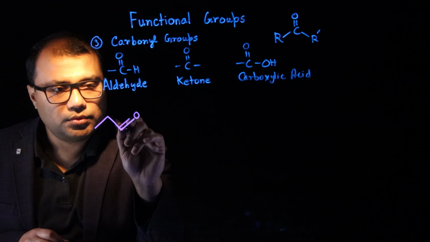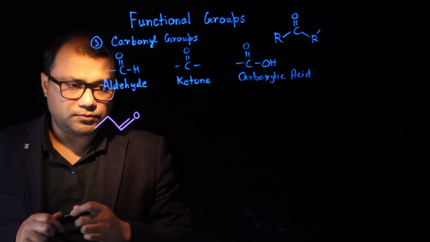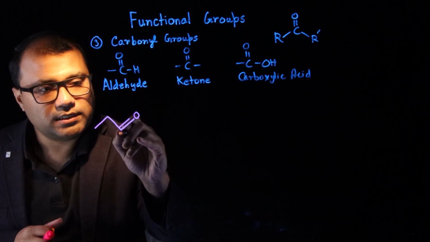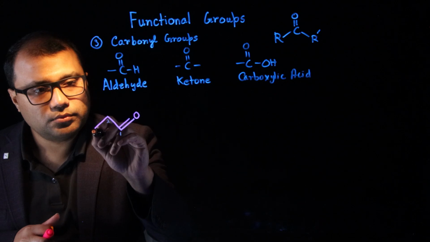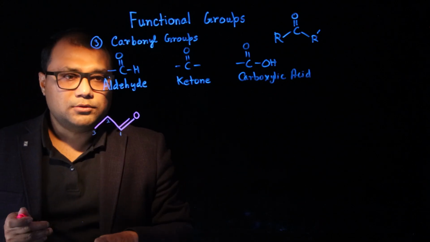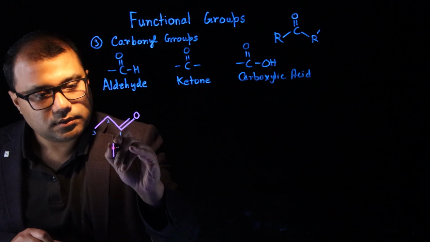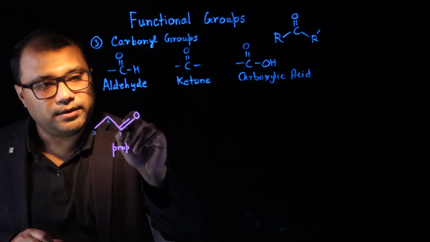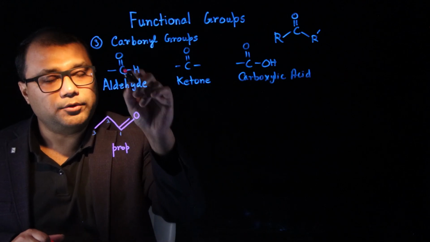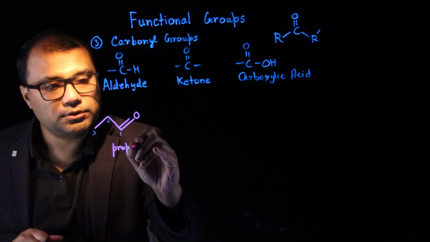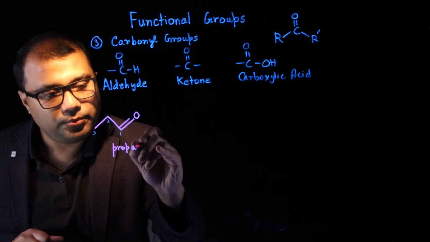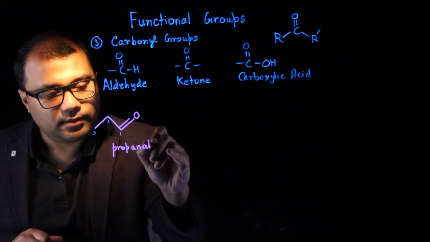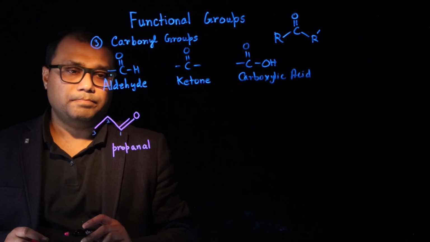CH3, CH2, CHO. Okay, that's what it means. Let's number it. So the aldehyde carbon always gets number 1, 2, 3. So this is prop. Now, no double bonds here. This double bond is for the aldehyde group, okay? There's no double bond between the carbons, so it is propane. Now, we don't write the E, we replace it with al for aldehyde. So this is propanal, okay?